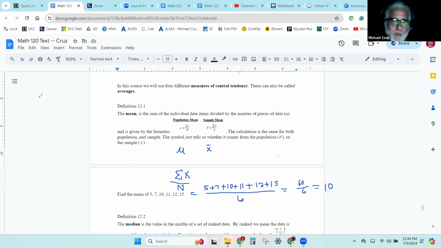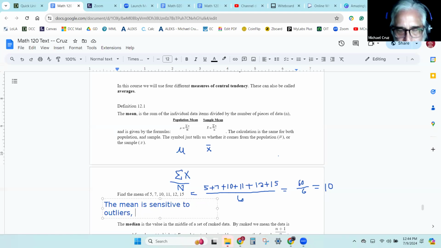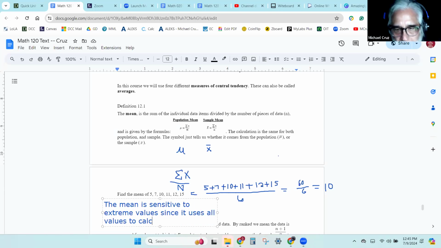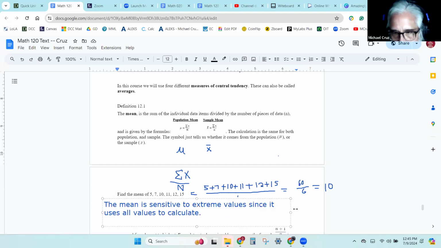So let me write that here. I probably have it written in my definitions, but mean is sensitive to outliers. Well, let me just put extreme values, which is the same thing, since it uses all values to calculate. Okay.